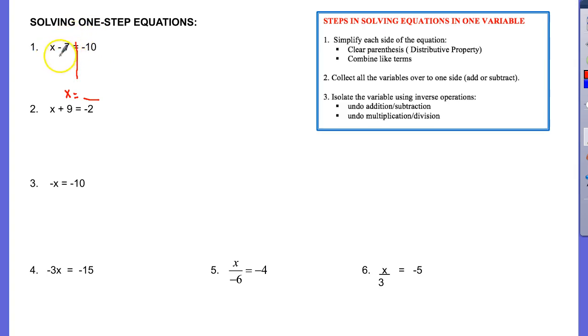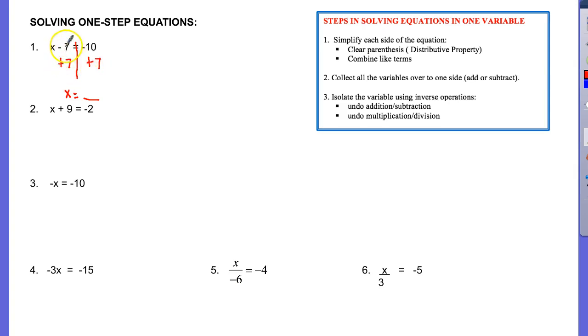You want x to be by itself. Right now, you have x minus 7. So you're subtracting 7 from x. You want to get rid of that negative 7. How do you get rid of negative 7? Add 7 to both sides. So add 7 to both sides.